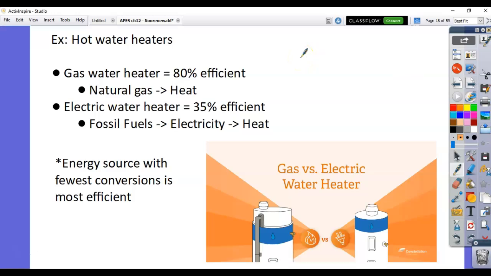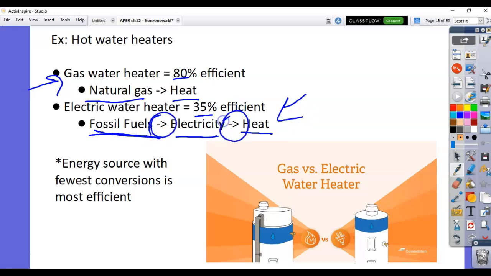So I want to give you an example: hot water heaters. Again, with the second law of thermodynamics, let's take a gas water heater. It takes natural gas and turns it into heat. It's 80% efficient. An electric water heater takes gas or fossil fuels, turns it into electricity, and then turns it into heat. It's only 35% efficient. Why is this one less efficient? Because it's got 2 energy transformations here. So whenever we have more energy transformations, we're going to have more energy lost. So the fewest amount of conversions is going to be the most efficient.